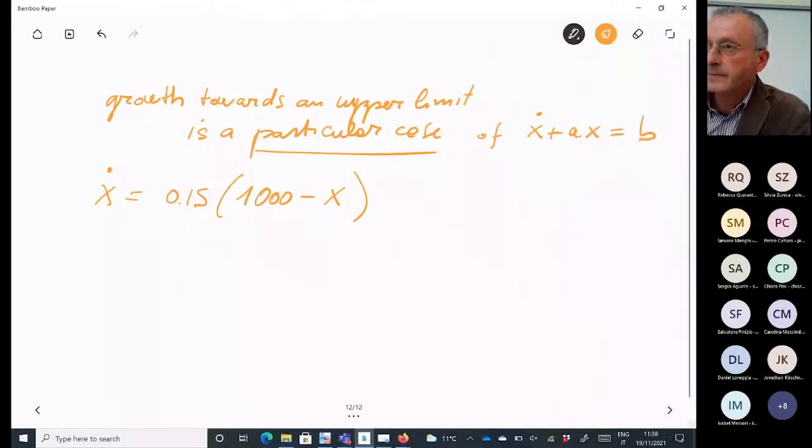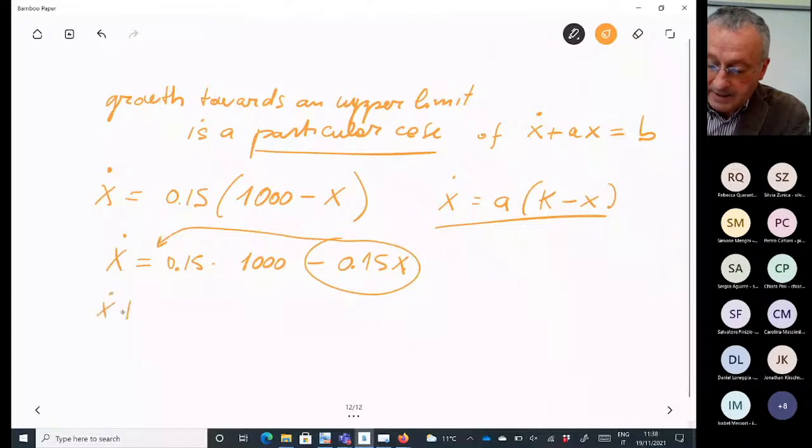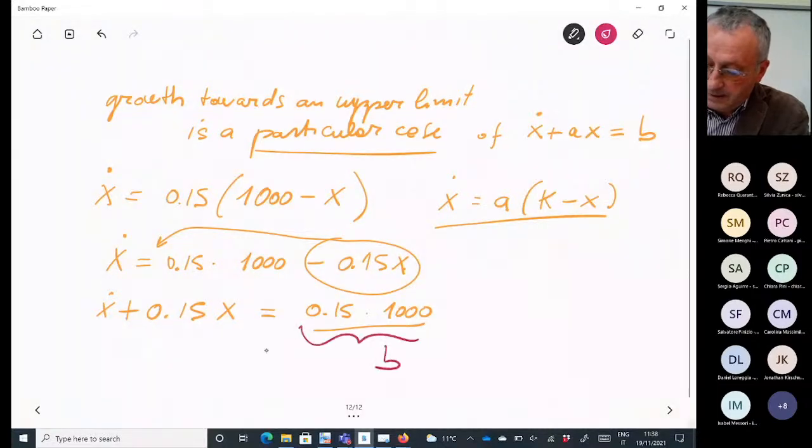Because you can write this in this way, x dot is equal to 0.15 times 1000 minus 0.15x. So in general, this is x dot is equal to a times k minus x, right? This was the general equation. Now move this to the left. X dot plus 0.15x is equal to 0.15 times 1000, okay? So basically this is our B, and this is our A, our new A according to the notation of this model.